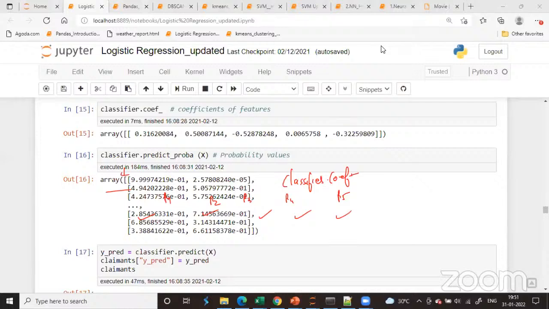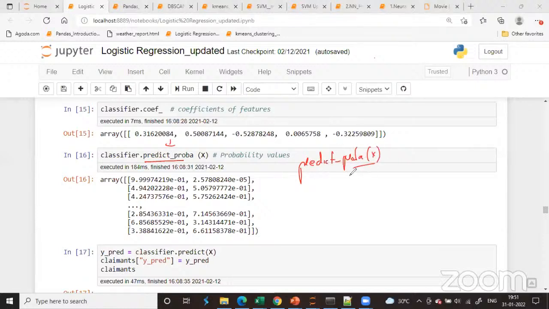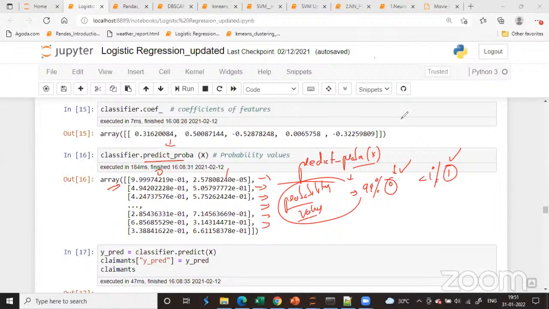Then I can use one ready-made attribute in my logistic regression function. It is called predict underscore proba. This is going to give me my probability values: probability value for 0, probability value for 1. So for the 0th observation, you are predicting there is a 99% chance of the person consulting a lawyer, and less than 1% chance that the person is not going to consult a lawyer. That is how you are making your predictions for all your observations. These are the probability values.